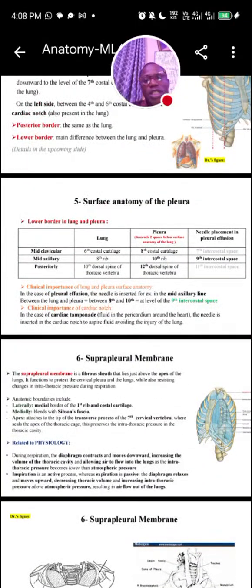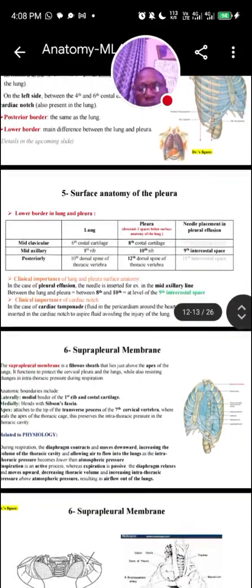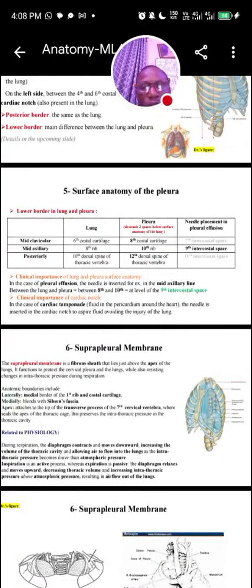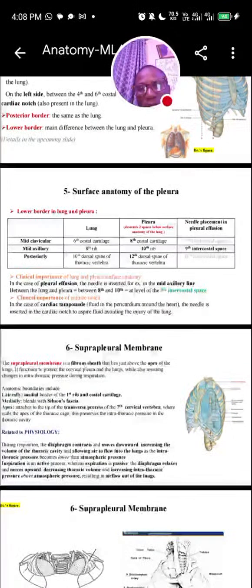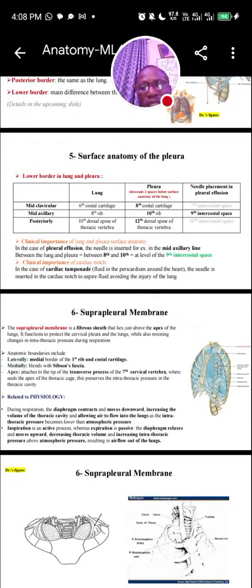So the 5th one is surface anatomy of the pleura. The surface anatomy of the pleura, we have the lung, pleura, needle placement in pleural effusion. That is especially for the lower border in the lung and pleura. Clinical importance of the lung and pleura surface anatomy. In the case of pleural effusion, the needle is inserted for extraction in the mid-axillary line.